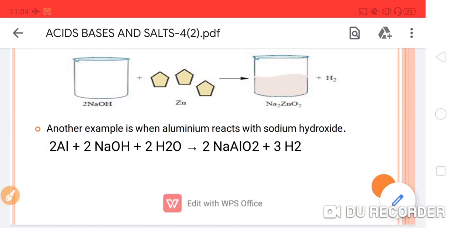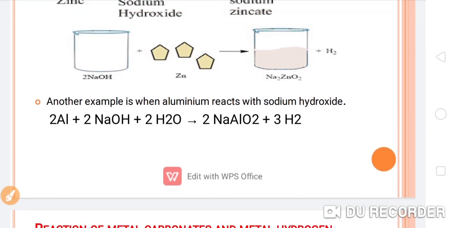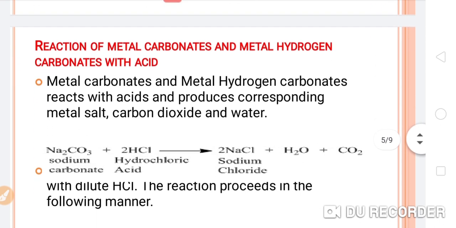So those metals which are amphoteric in nature can react with acids as well as bases. So here I have explained two metals with examples, zinc and aluminium. Now next, reaction of metal carbonates and metal hydrogen carbonates with acid.